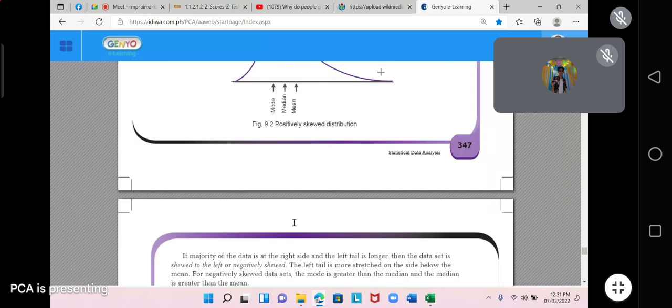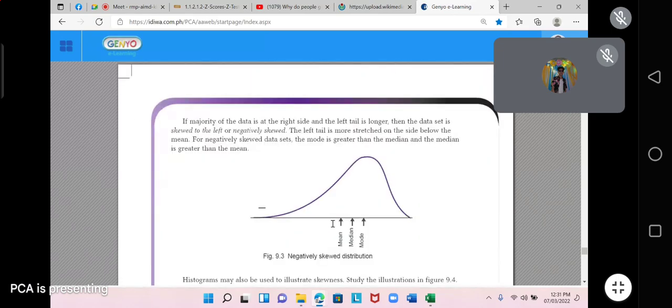What about this? Of course, lower extreme outliers will have an impact on that group. It gives you a mean on the left side, so the mean becomes lesser than the median. Remember, the mean, median, and mode are all equal in the normal curve.